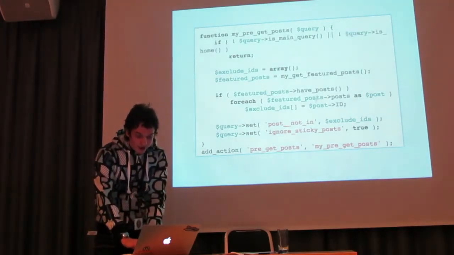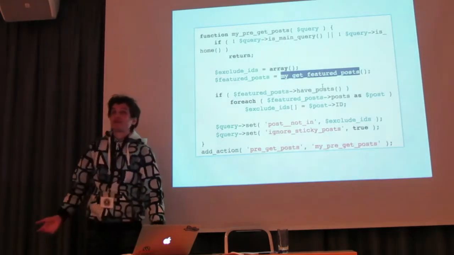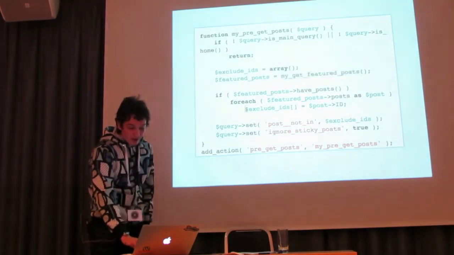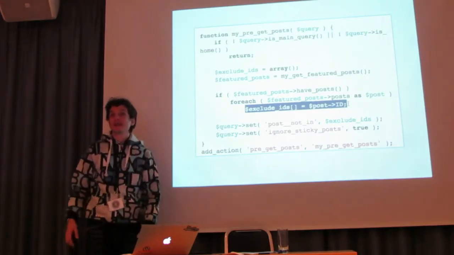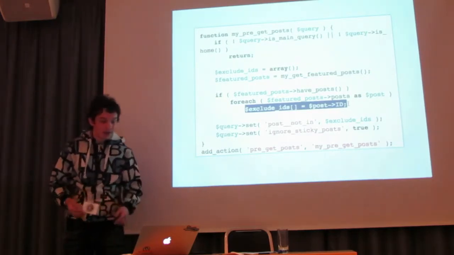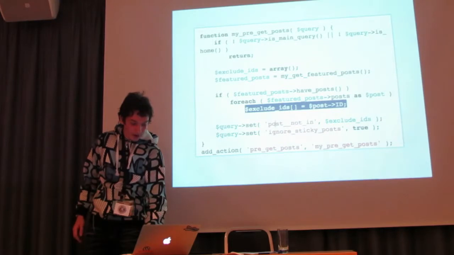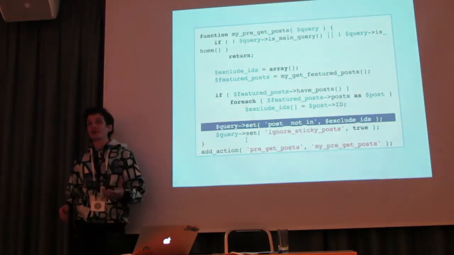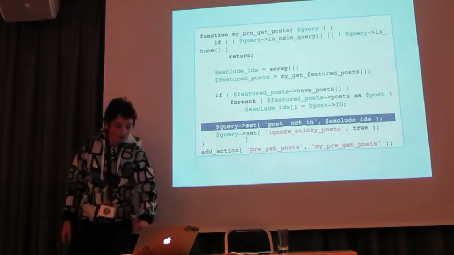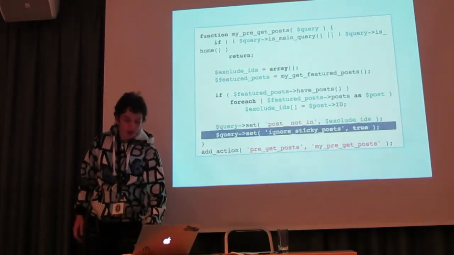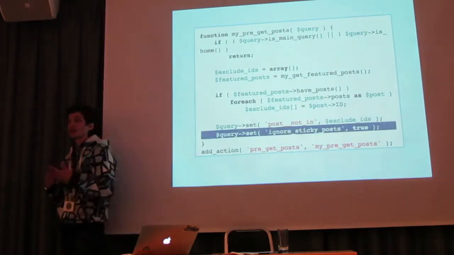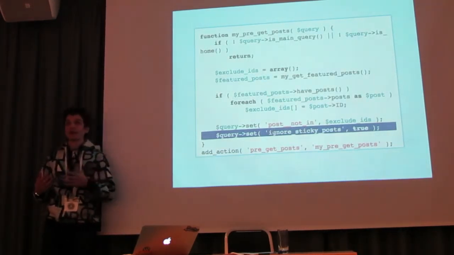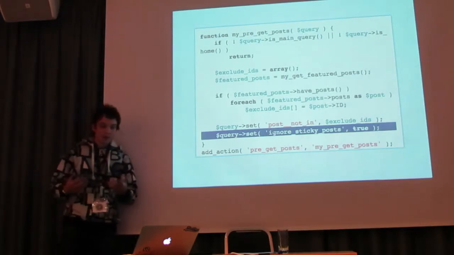Then we use the my_get_featured_posts function, the same function that we use to gather the featured posts, and we loop through the output and store the post IDs in an array, which we call exclude IDs, and we finally set the query arguments to post__not_in these exclude IDs. So we're excluding these posts from our main query, and finally we set ignore_sticky_posts to true in order to tell WP_Query to not do any additional work for sticky posts and prepend them to our query.